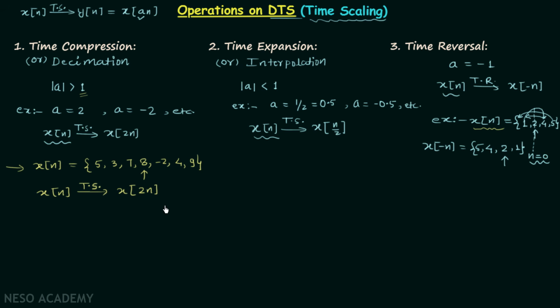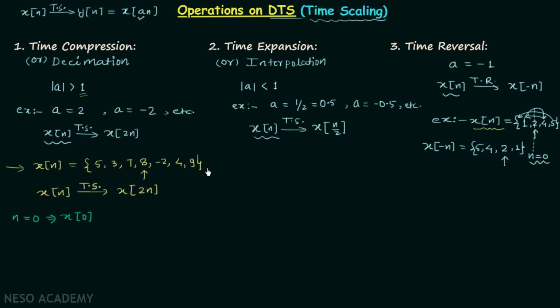Therefore this is the case of time compression. We know x(n), it is given in the example, and we need to find out x(2n). For this we will focus on different values of n. When n is equal to 0, x(2n) will be equal to x(0).